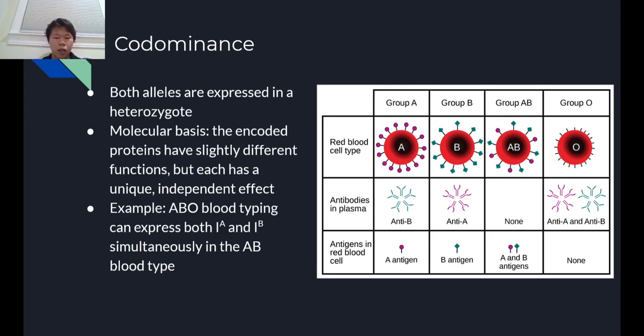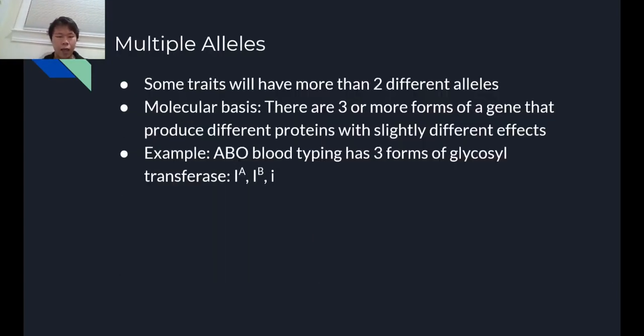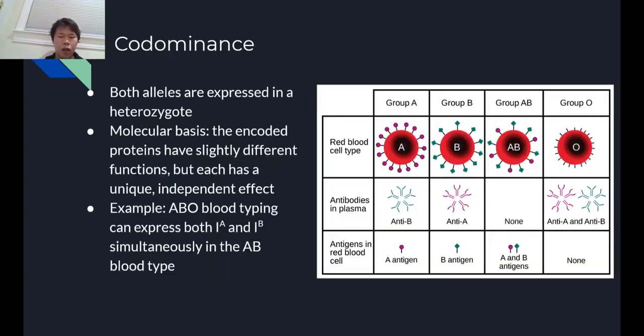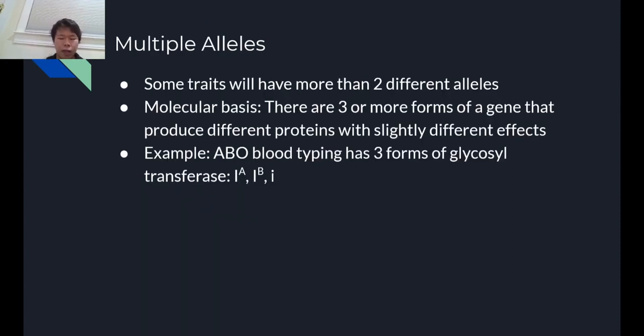These antigens are expressed on your red blood cells, and certain people can have what we call an I^A, an I^B, and an i, just lowercase i.